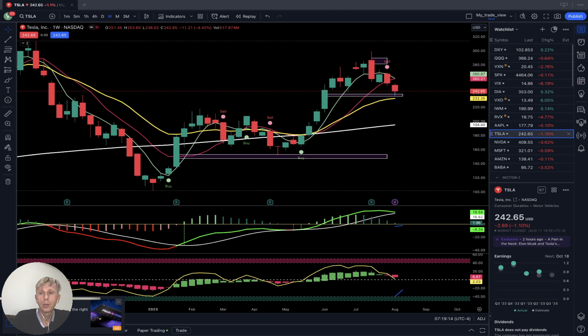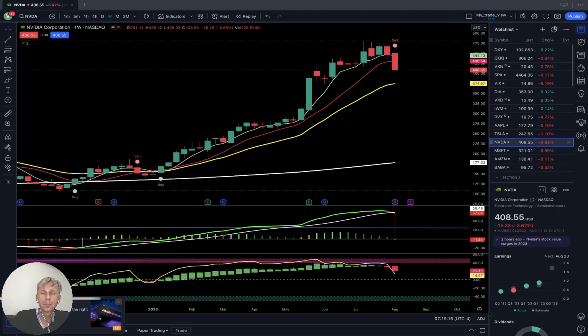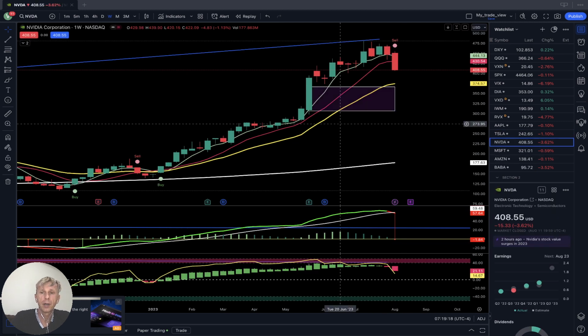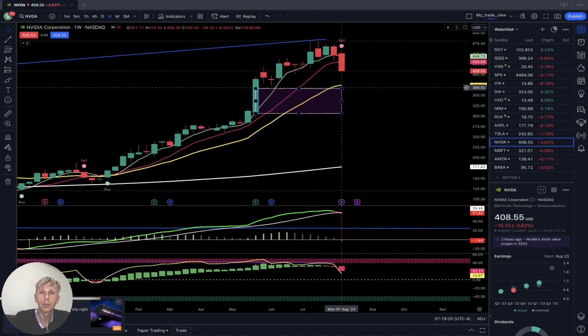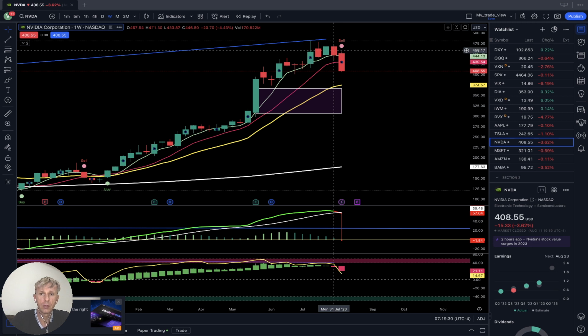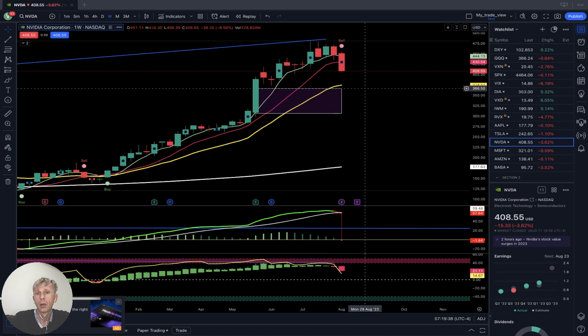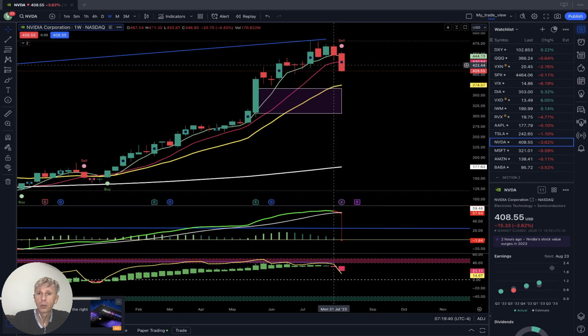Okay, now let's move to Nvidia. Nvidia weekly time frame. Nice bearish reversal bar. Last week it did minus 8.5%. Previous week it was 4.5%. In total, it's 13%, right? Nvidia already did a 13% correction.